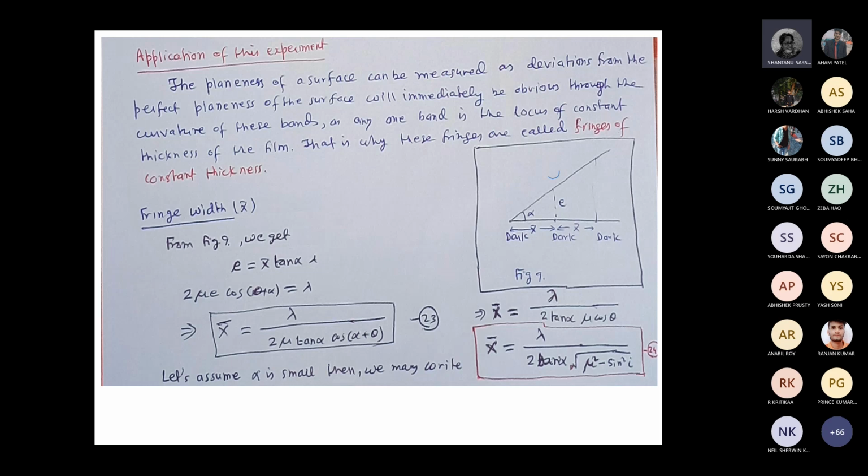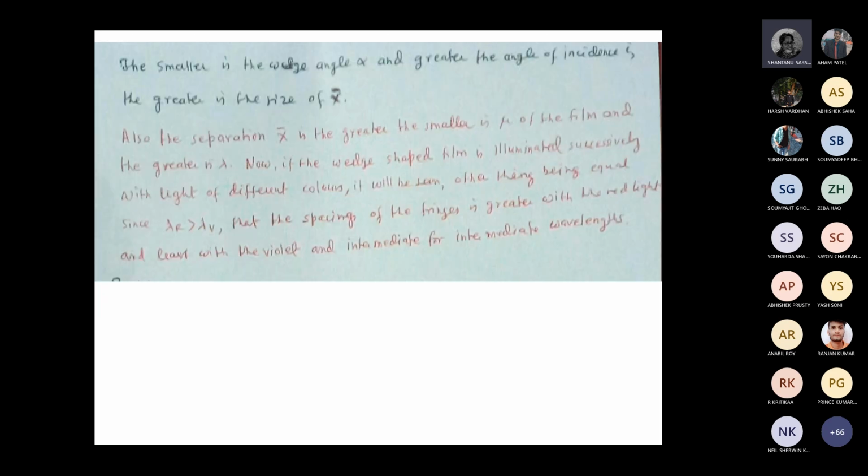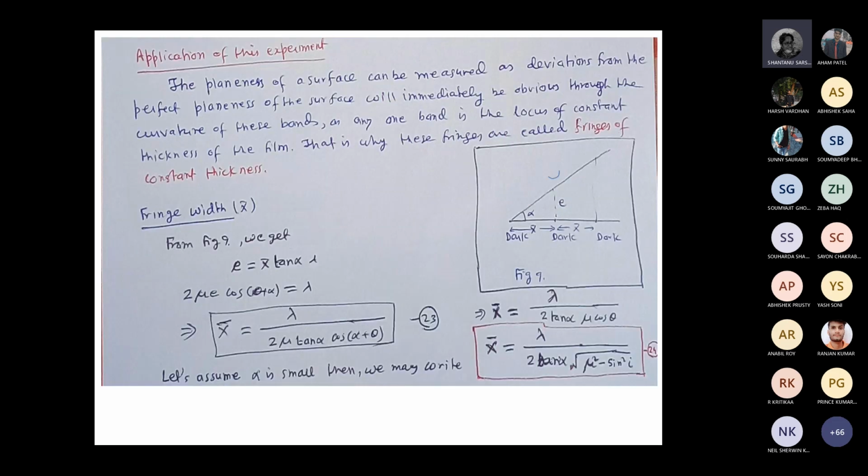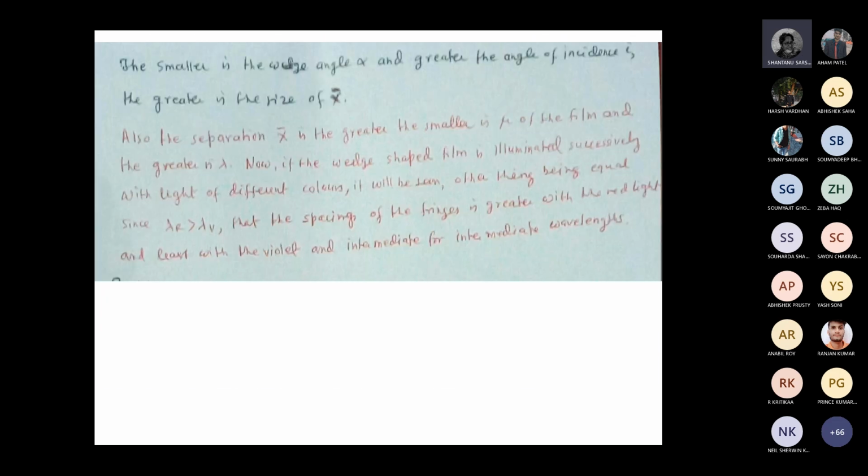So today we'll stop here because we don't have the time. If we analyze these equations, you can see that the smaller the wedge angle, and the greater the angle of incidence, the greater will be the size of X bar. Also the separation X bar is greater the smaller the refractive index mu of the film, and the greater the wavelength.